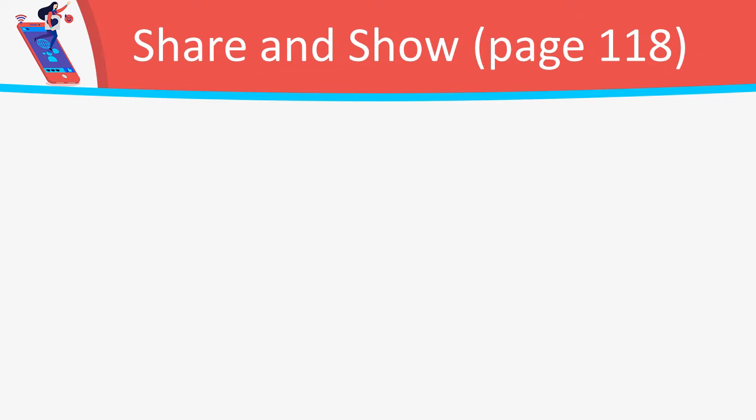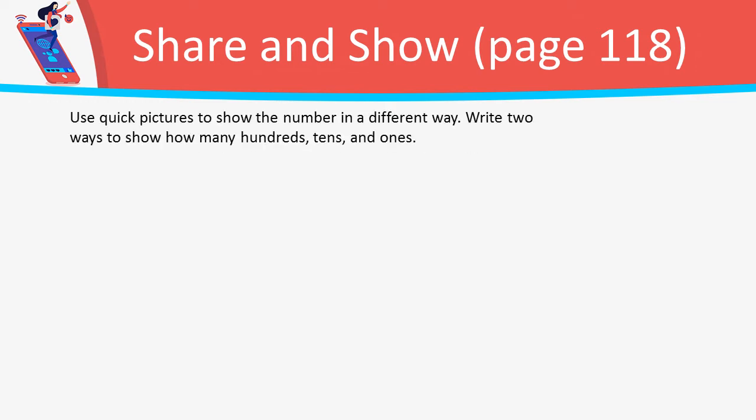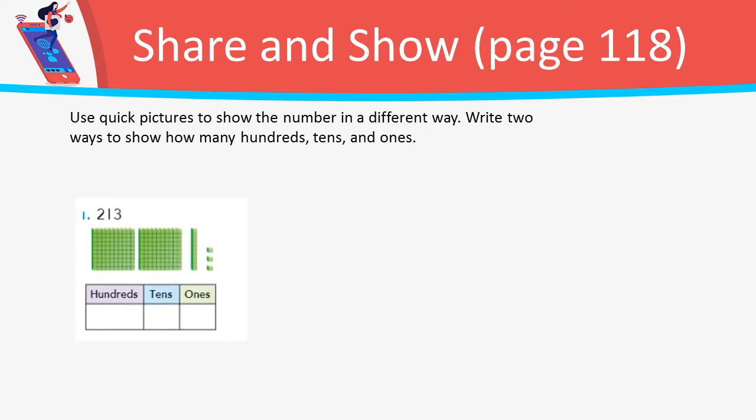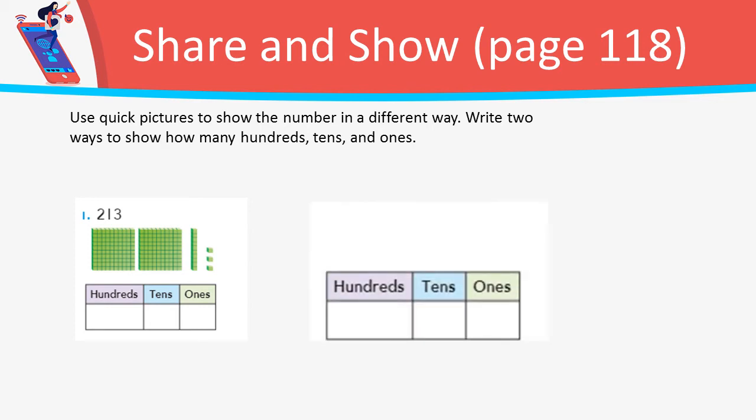Let's move on to page number 118, share and show. What are we supposed to do? Use quick pictures to show the number in a different way. Write two ways to show how many hundreds, tens and ones. Okay, so here's the first one, 213. So obviously how many hundreds are there? We have 2 hundreds, 1 ten and 3 ones.